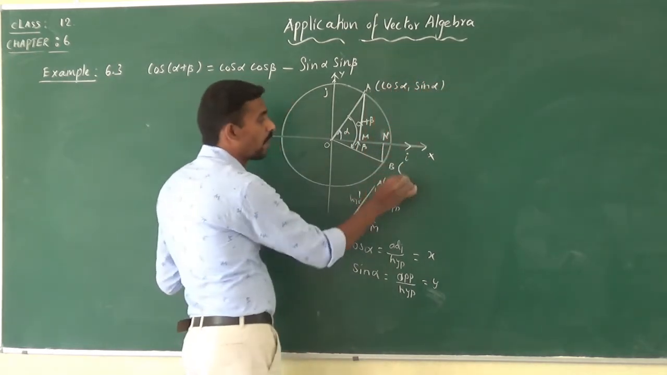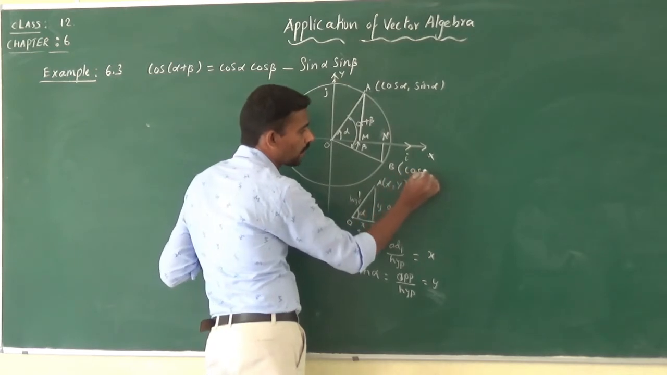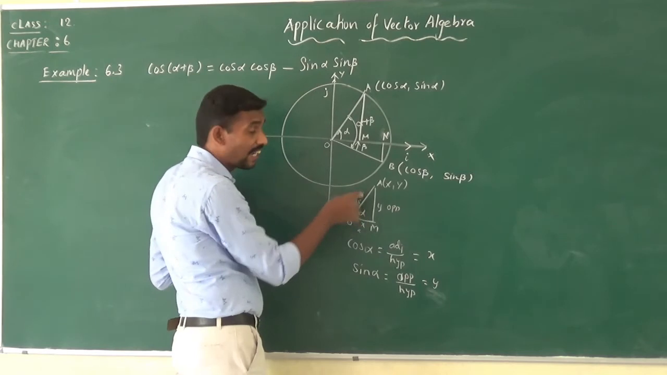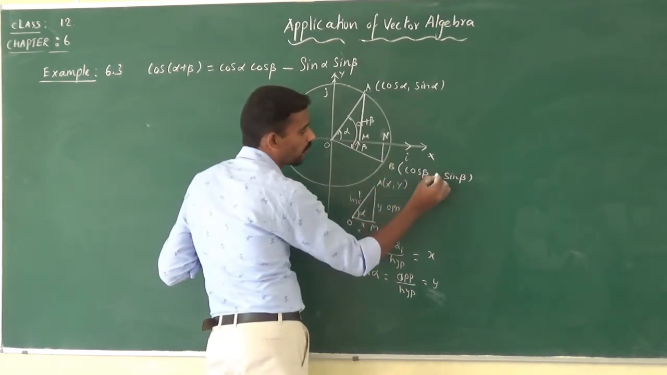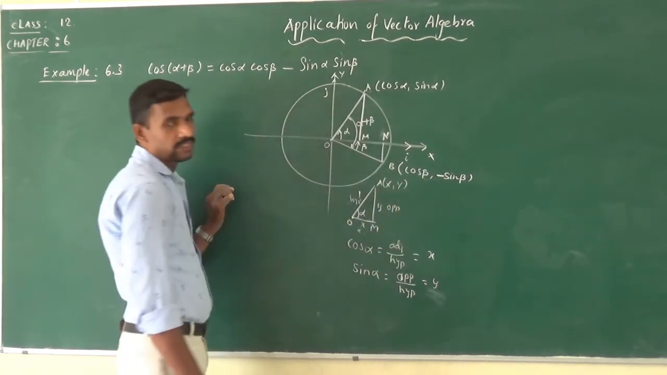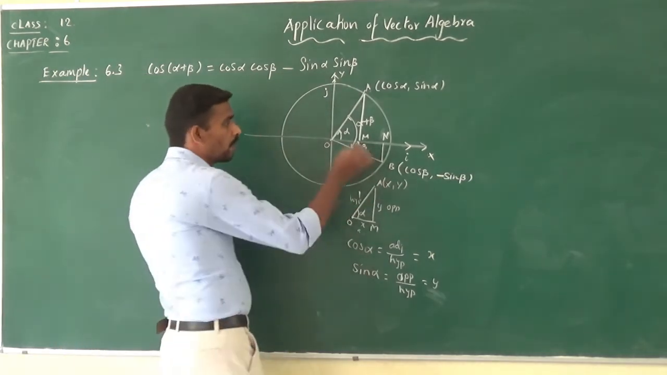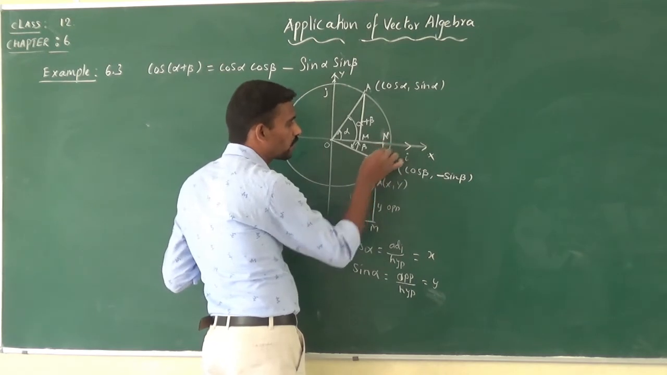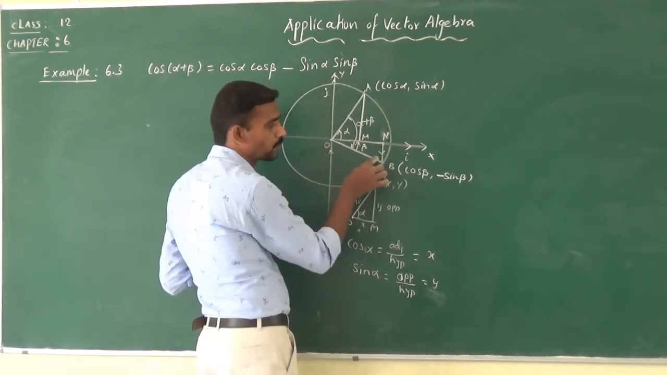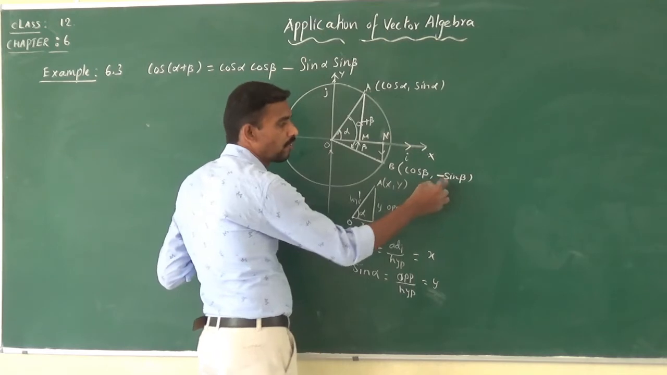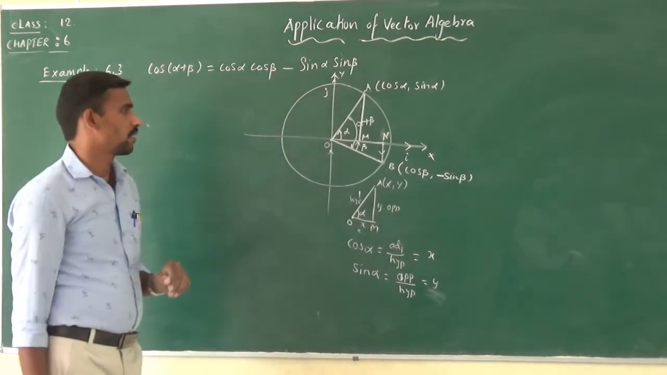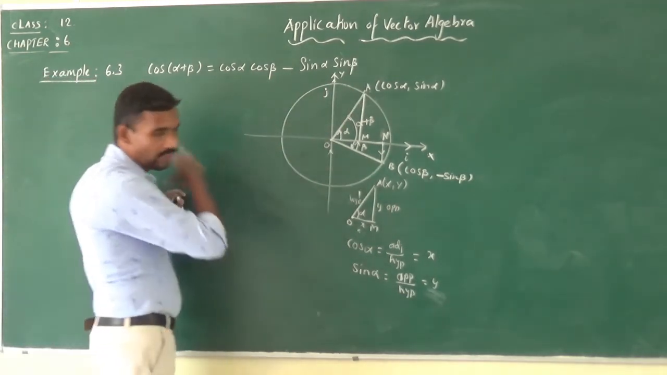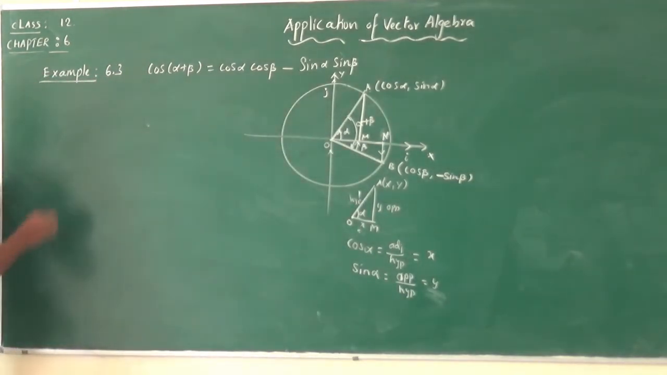In the same way, B is cos beta comma sin beta, but here the point lies in the fourth quadrant, so the second coordinate is negative. Otherwise, we can say that going from OM to NB, the direction of the j vector is opposite. So due to the opposite direction, you have to take a minus. Now the details you have to write in the vector representation format.